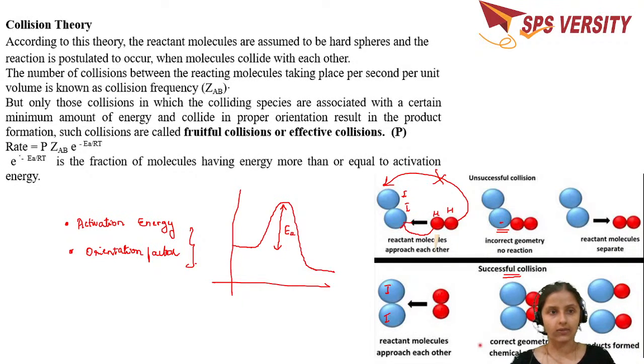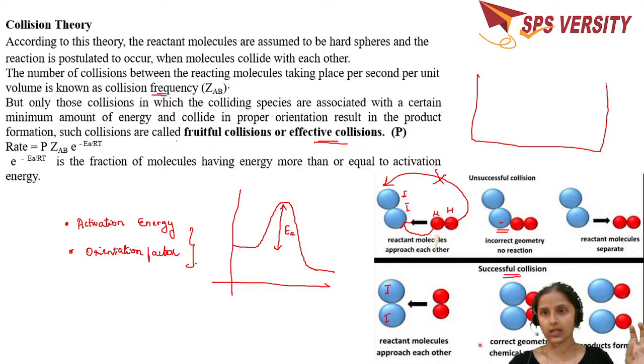So we have the rate is equal to P into ZAB into e to the power minus EA by RT, where the rate depends on the effective collisions, that's the orientation factor, as well as the collision frequency. What exactly is collision frequency, which is denoted by the letter Z? Say A and B are the reactant molecules. The collision frequency indicates, say you have taken a mixture of A and B in a container. In a unit volume of that container or reaction mixture, what is the number of collisions happening per unit time, or per second? So in a particular volume, say 1 cm cube or 1 dm cube or 1 meter cube, if you count the number of collisions happening per second, then it is called collision frequency.